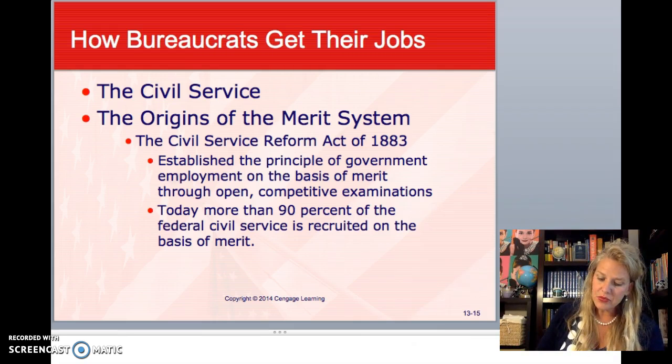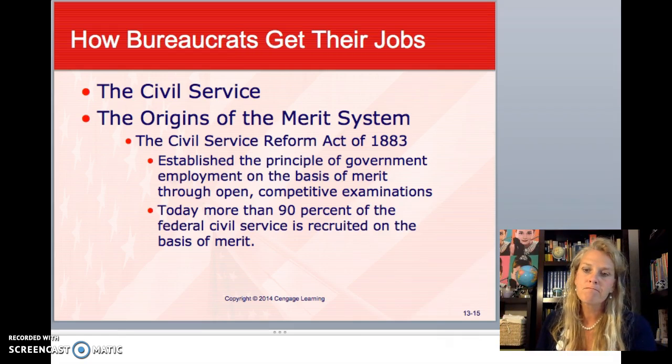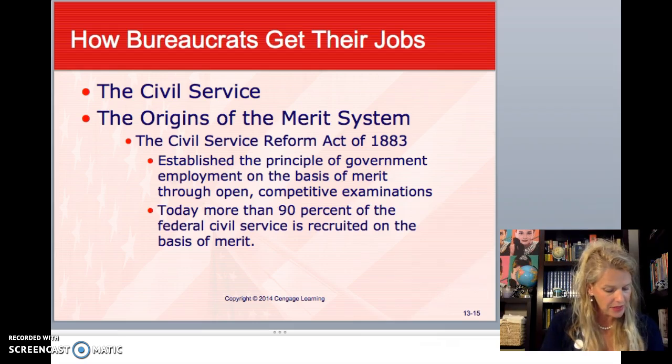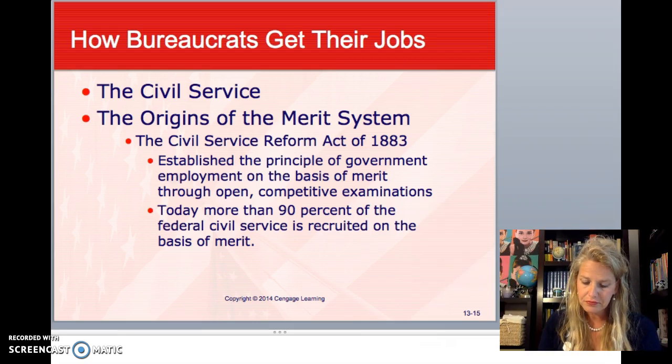I think something that is really interesting is brought up in the civil service portion of your book on pages 300 and 301. Civil service is non-military government employees.